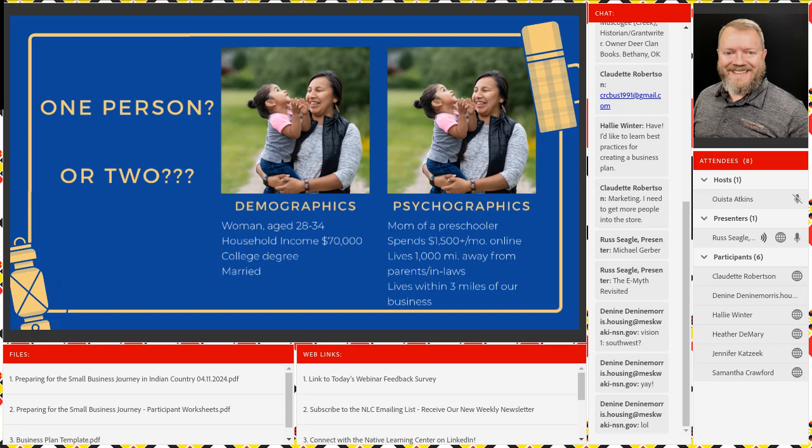She has a median household income of $70,000. She has a college degree and she's married. Okay, if that's all I know about her, I know some good things, but I don't see the whole picture.